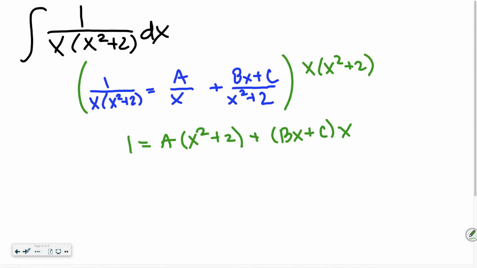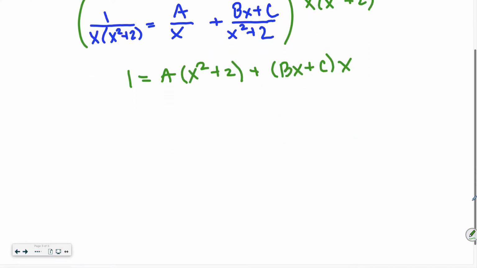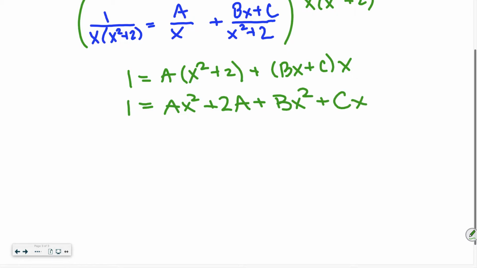All right. Now, here's the issue, though. We can plug 0 in for x and be able to solve for A, but then we're kind of toast for B and C. So this is what we're going to have to do here. So A is 1. I multiplied that out. Well, whatever we have on the left should equal whatever we have on the right. Do you agree? Yeah. Okay.